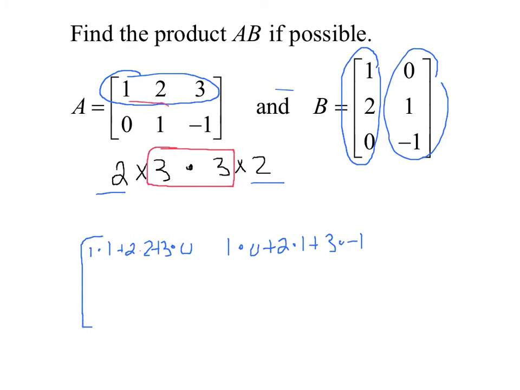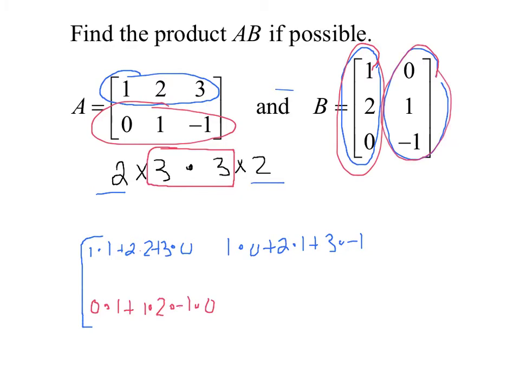Then we go and we do second row, first column. So you get 0 times 1 plus 1 times 2 plus negative 1 times 0. Second row, second column: 0 times 0 plus 1 times 1 plus negative 1 times negative 1, equals. Now I just add them up. So it's 1 plus 4 plus 0, 5. 0 plus 2 plus negative 3, negative 1.